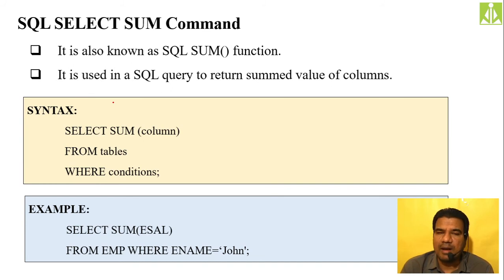A particular column you have to specify over there: select sum of the column from table name. And if you want to put a condition, like salaries which are greater than 40,000, just now we have done, or salaries which are lesser than 20,000, you can apply the condition also over there. Or if you want to calculate the salaries of the persons whose name is John, like that you can calculate. So simply go and check that one.